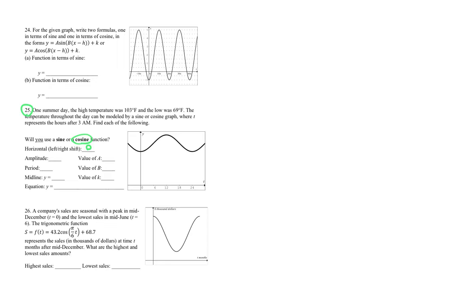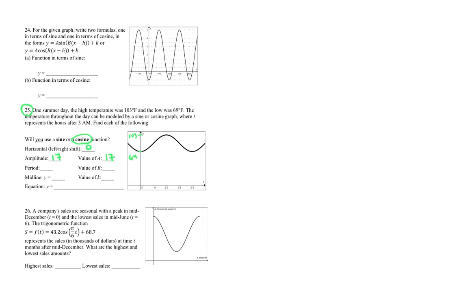Our amplitude, we can find that because this should be 103 up here, and this down here should be 69. So to find our amplitude, we'll do 103 minus 69 over 2. That should give me 17, so that's equivalent to our amplitude. Okay, so A is 17.